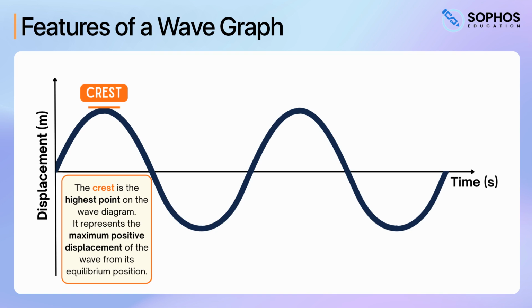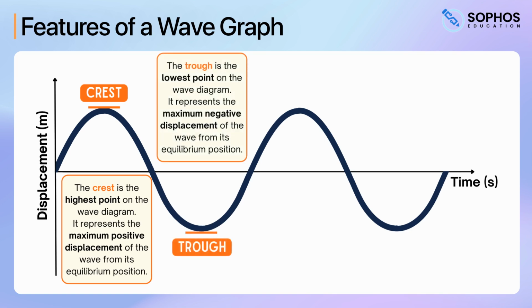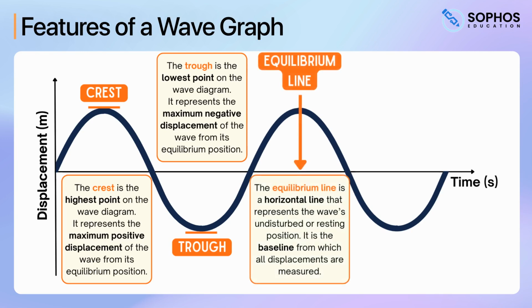Next is the trough. In contrast to the crest, the trough is the lowest point on the wave diagram. It signifies the maximum negative displacement of the wave, representing the point where the wave dips furthest below the equilibrium line. Then we have the equilibrium line, which is a horizontal line that represents the wave's undisturbed or resting position. It is the baseline from which all displacements, both positive and negative, are measured.